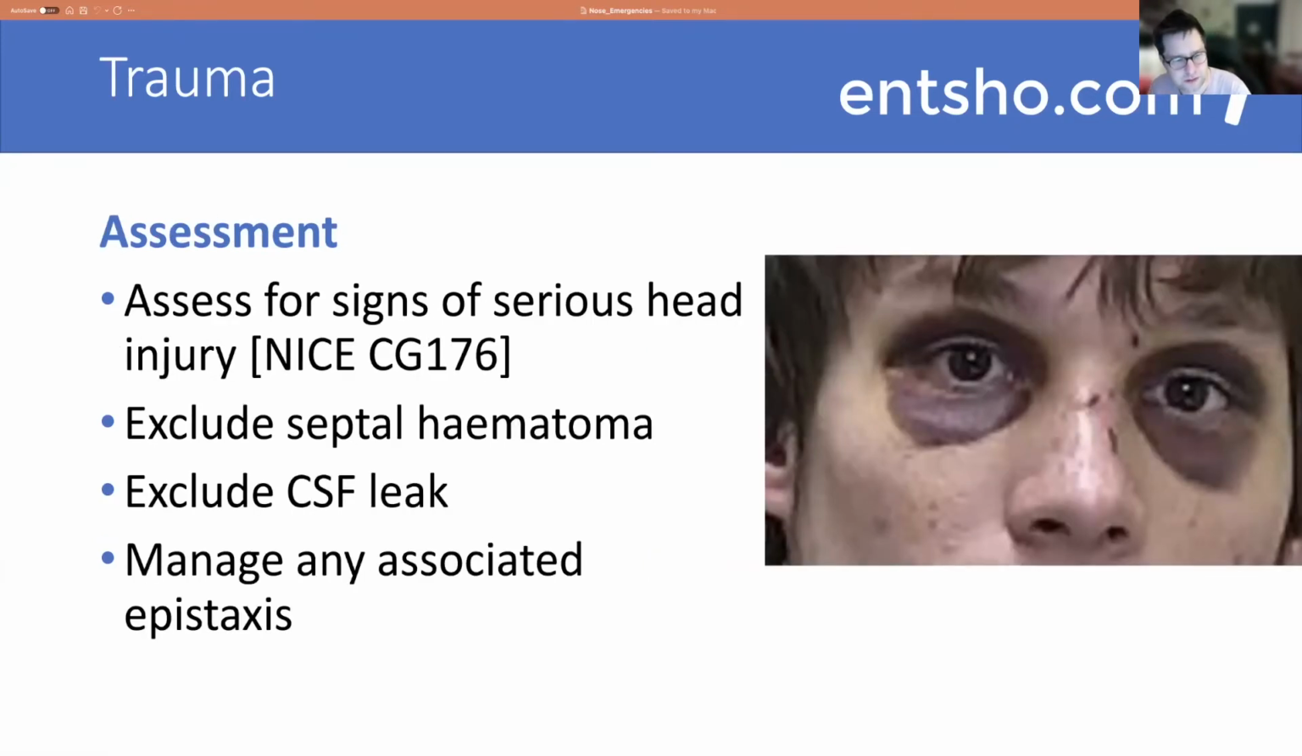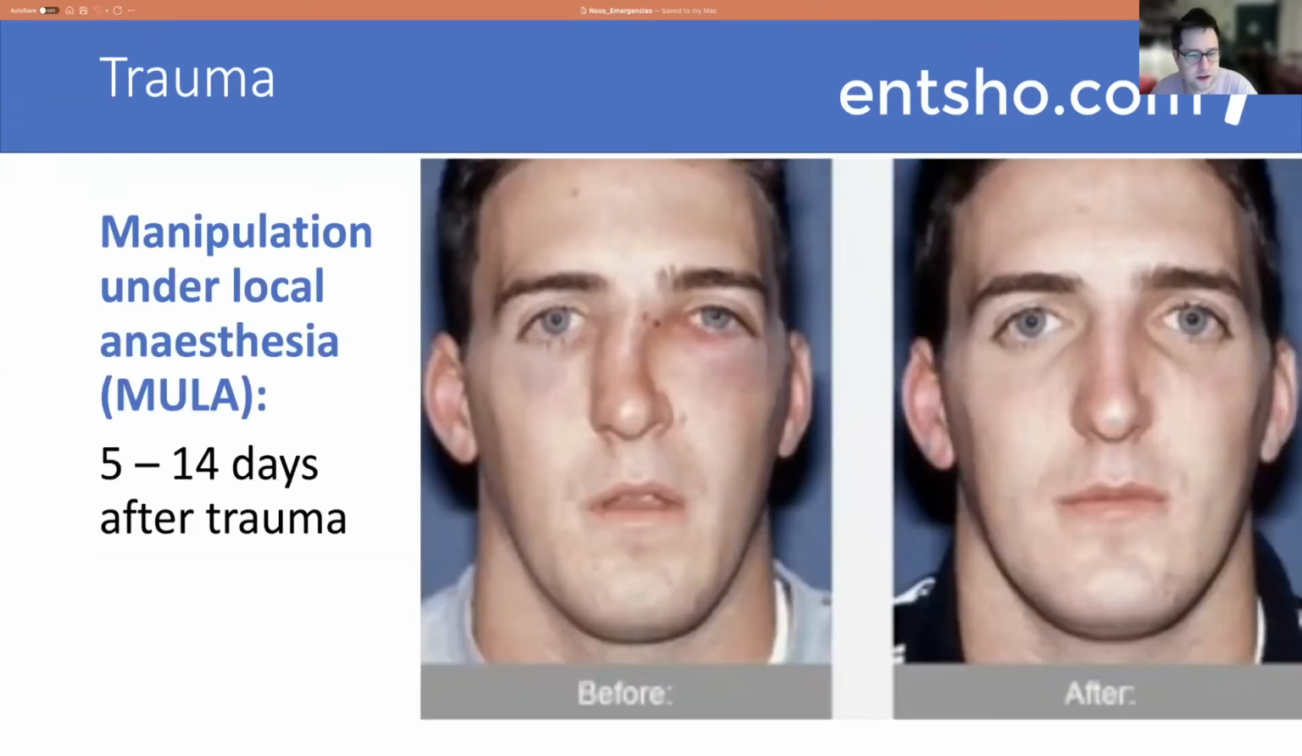We've already said about the importance of evaluating for a serious head injury, given the context that these injuries usually occur in. The other thing, of course, you want to look for is any evidence of a CSF leak due to the risk of ascending intracranial infection, and managing associated epistaxis.